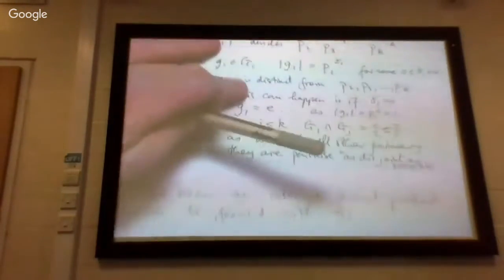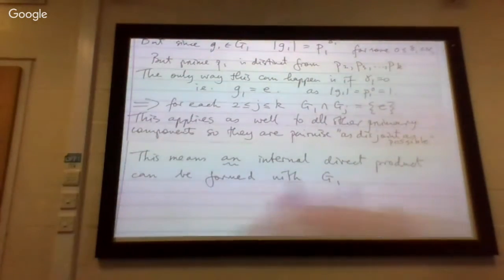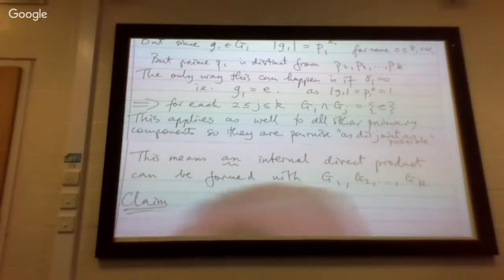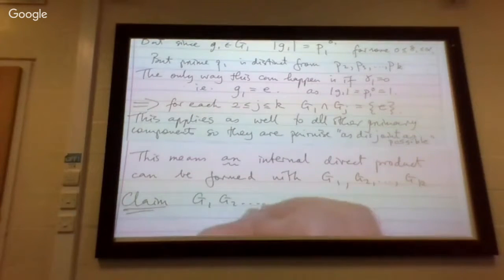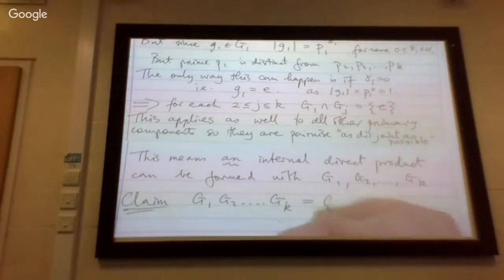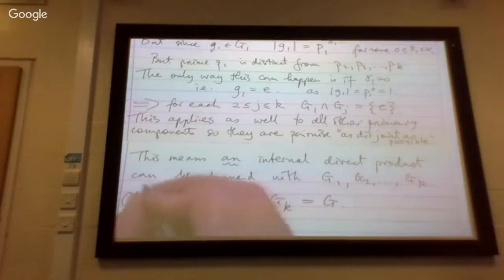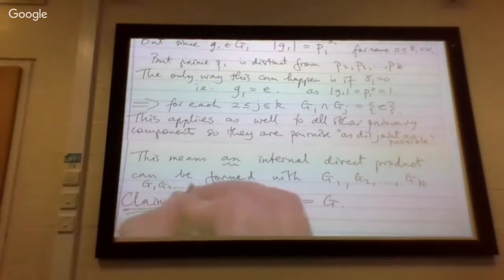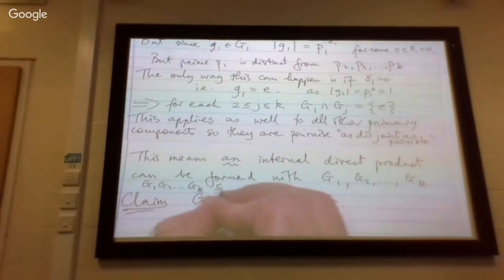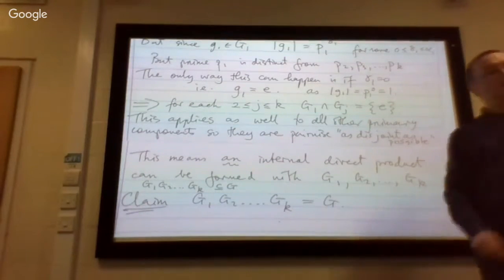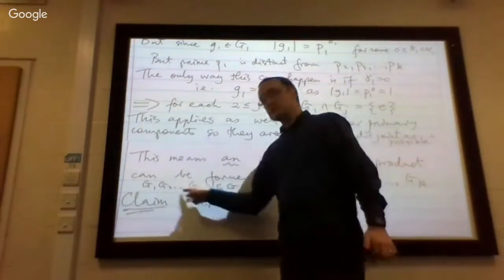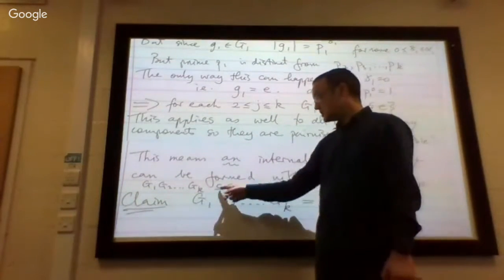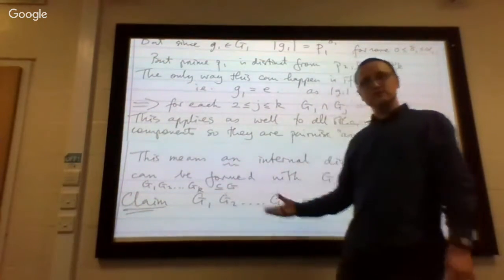So, okay, let's continue. An internal direct product can be formed with the G1, G2 up to Gk. Now we want to show a claim that when you multiply them all, you actually get all of G. Because at the moment, all we know is that when you perform their internal direct product, you get a subgroup of G, something certainly contained within G, because these are all subgroups of G. But the question is, how do you get all of G, or could there still be some elements missing?